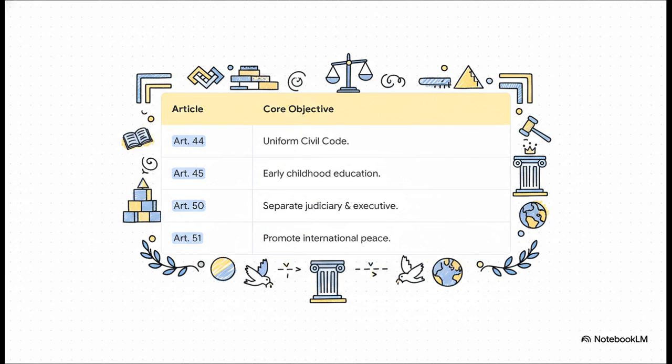Article 45 focuses on early childhood education. Article 50 is an absolute pillar of our democracy, demanding a separation of the judiciary from the executive. And Article 51 basically outlines India's foreign policy DNA, our commitment to international peace.